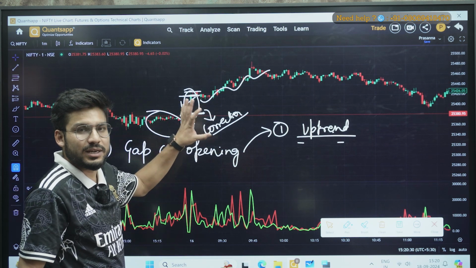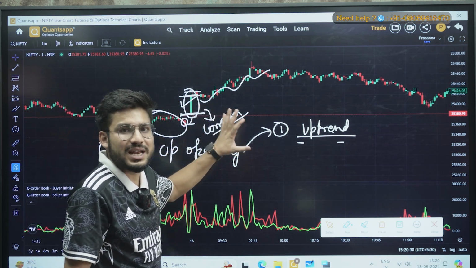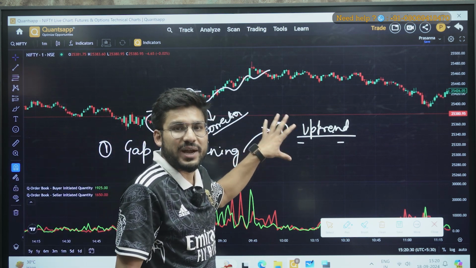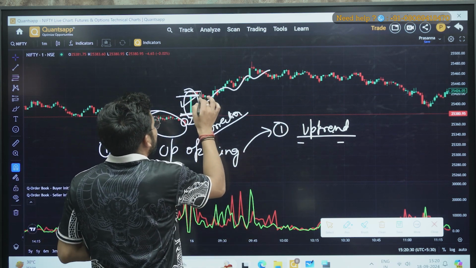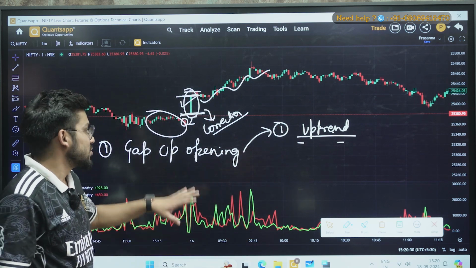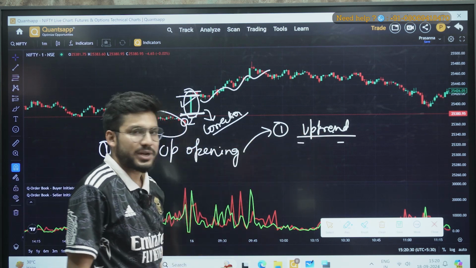So in that scenario, you don't have to go for selling, or you don't have to go for buying, right? You will only go for buying whenever your market is breaking its above high, right? So that is how you will get to know the market is in an uptrend, right?